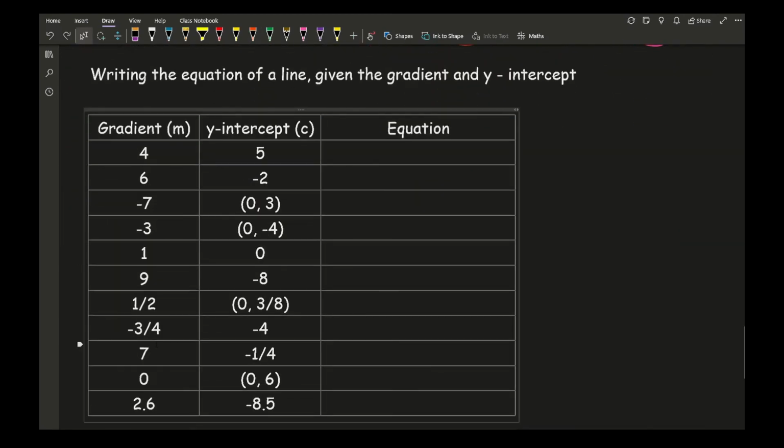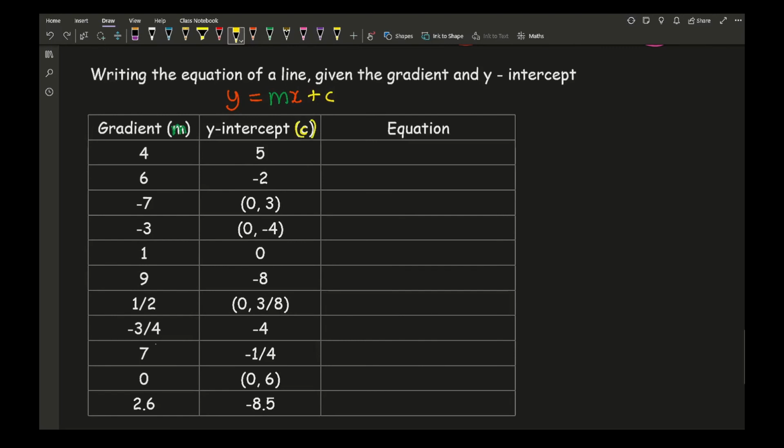Now, another type of question you could get is working in the opposite direction. So we may get asked to write down the equation of a line when you're given the gradient and the y-intercept. Now, what you need to remember is the basic format. So we're dealing with y equals m x, or mx, I should say, plus c, and this is my c value.